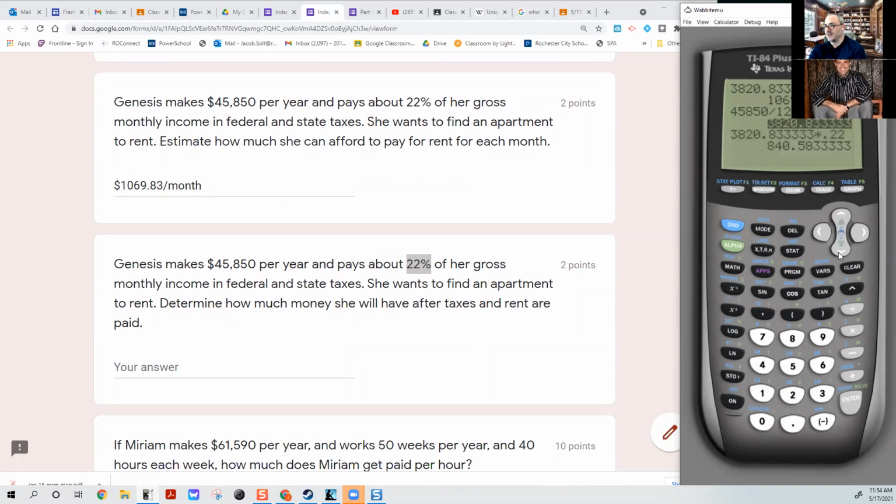Her total monthly income is this number right here, $3,820.83. We're going to subtract how much she pays in taxes, and then we're going to subtract again how much she pays in rent, or could pay in an apartment, and then enter. And then I have the remainder. I have what's left over, right? $1,910.42.